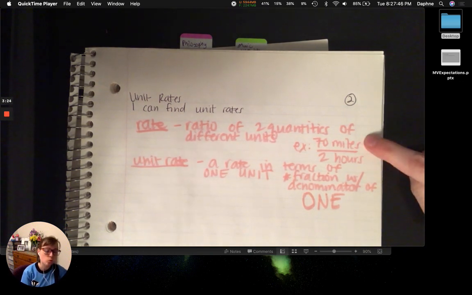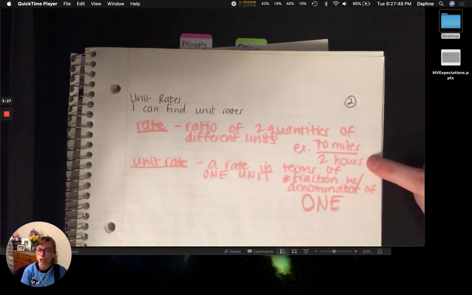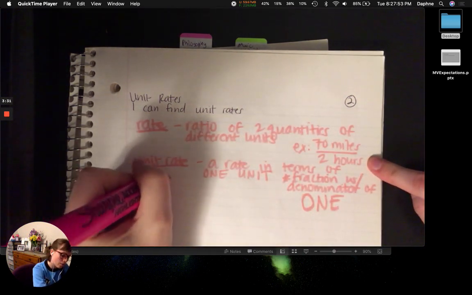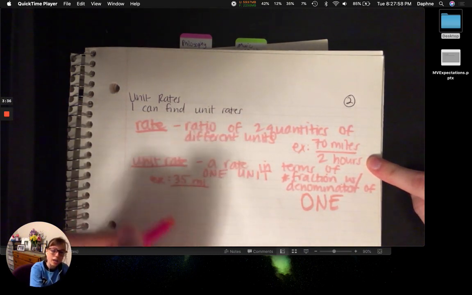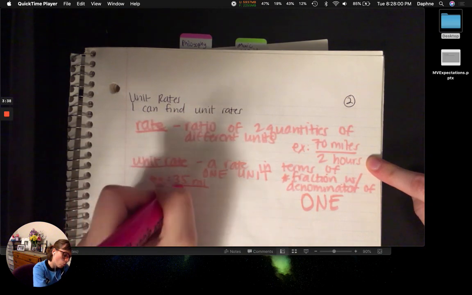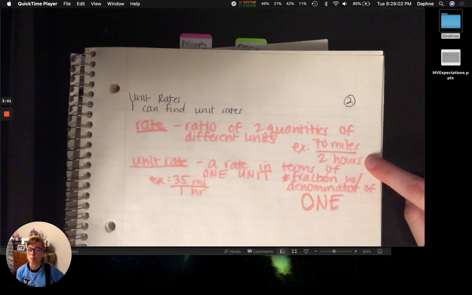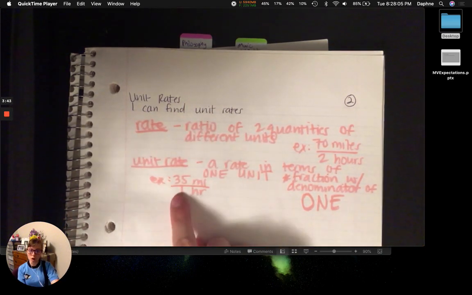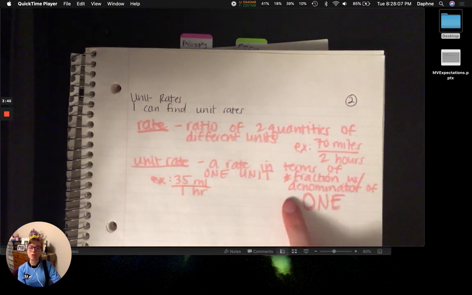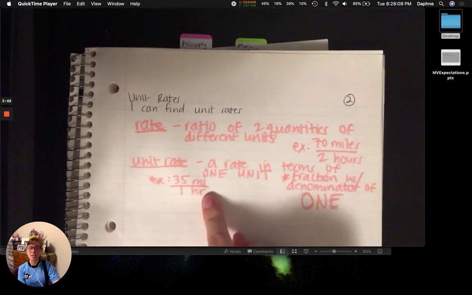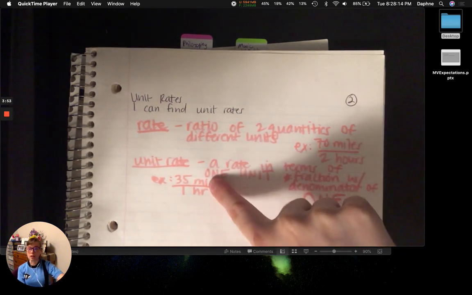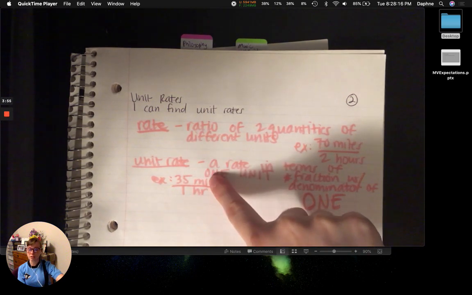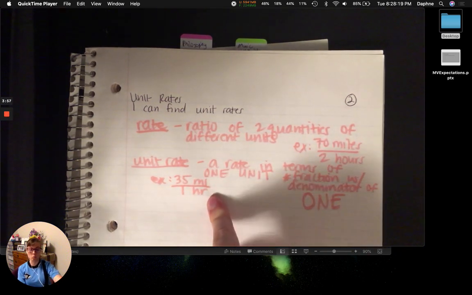So if I take this rate of 70 miles to 2 hours, I can simplify it to make 35 miles, and again, MI represents miles, to 1 hour, and HR represents hour. This 1 is in the denominator. Remember, D stands for down, so the down, or that bottom number, is a denominator. The numerator is on the top. So the numerator is 35 miles, the denominator is 1 hour.